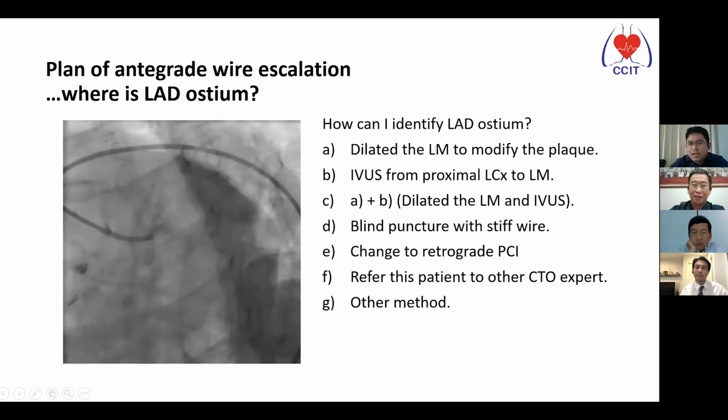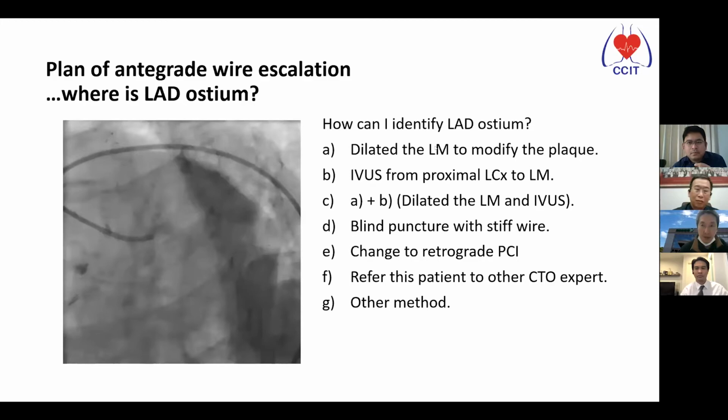Very, very complex case, and the ostial LAD is severely calcified and the entrance is unknown. So if we can make a retrograde access, I would try to find the retrograde access. If it's impossible, just dilate the left main to circumflex and then check with the IVUS. But the antegrade approach has a very acute angle, so it is pretty difficult to go. So I think retrograde access is very important in this kind of case. Okay, and Dr. Wasan, please.